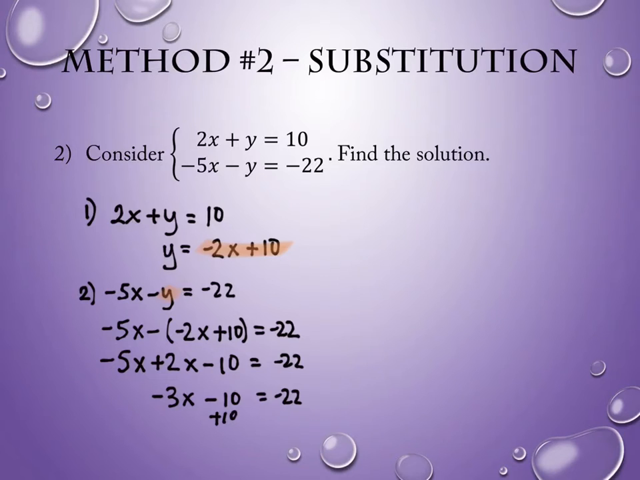Add a 10. You bet. So negative 3x equals negative 12. Negative 22, positive 10. And then if I divide by negative 3, what's negative 12 divided by negative 3? Yeah, x equals 4. So this is steps 2 and 3 because once I started solving, that was step 3.